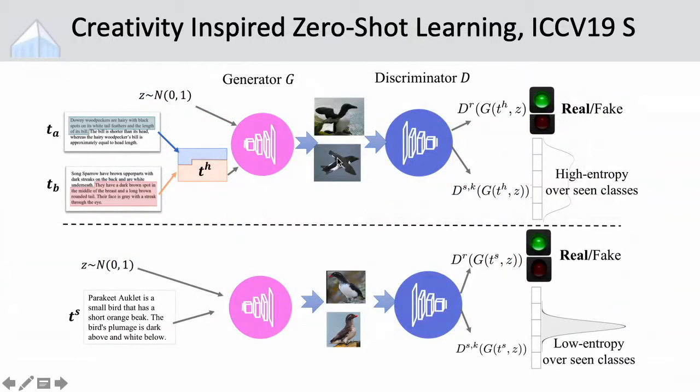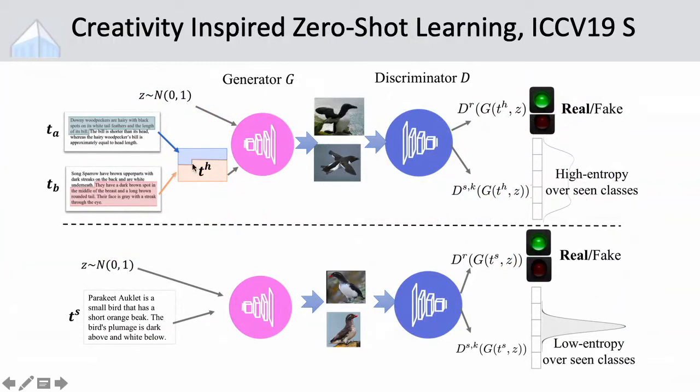And the training signal that we define here is that these images should not belong to any of the seen classes. So what we encourage is that this should be classified as real. So this should look like a bird image. But at the same time, it should be hard to classify these generations to be among any of the seen classes.